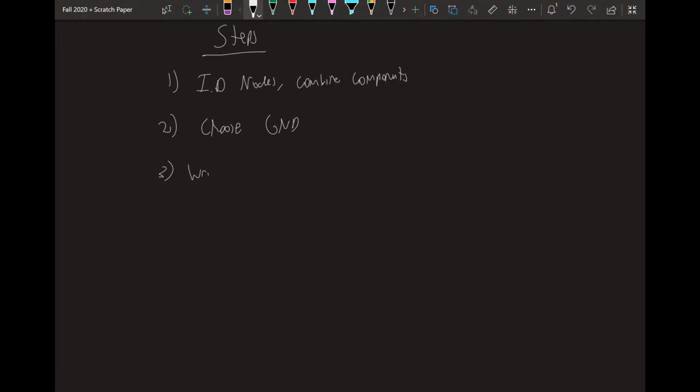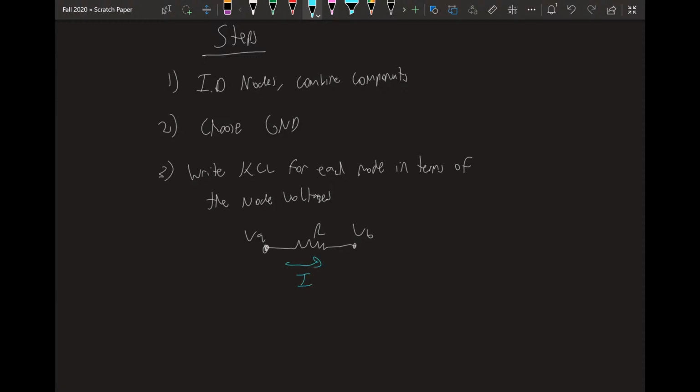3. You're going to write your KCL equations for each node in terms of the node voltages. How do I do this? As an example, let's see some resistor with VA, some resistance, and some VB over here. When you start out in a circuit and you don't know what VA and VB are, you have no idea where the current's going. So you're going to arbitrarily choose where the current's going. It doesn't matter if it's actually going that way. You're just going to choose it and stick with it. So I'm going to say I is going this way.